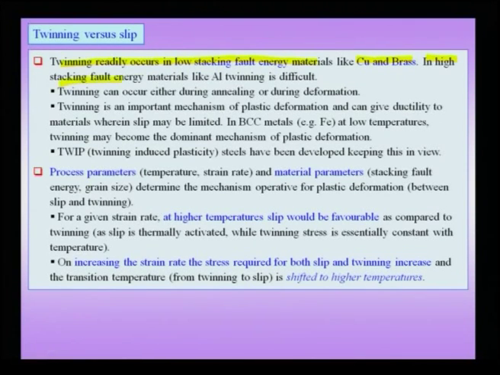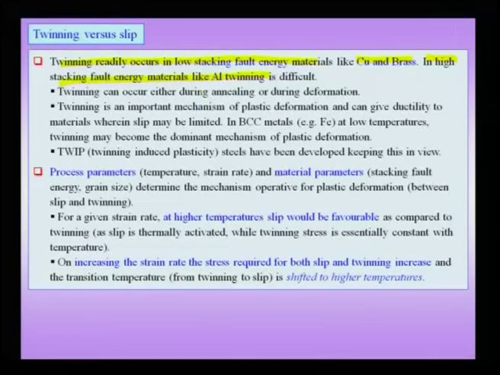In a high stacking fault energy metal like aluminum, twinning is actually difficult. The reason is that if you look at a twin, and I am now talking about a mirror twin, then the second nearest neighbors are affected. The first nearest neighbors are the same on either side of the twin boundary, but the second nearest neighbors are affected, and so in the case of a stacking fault, if the stacking fault energy is low, then you expect easy twinning.